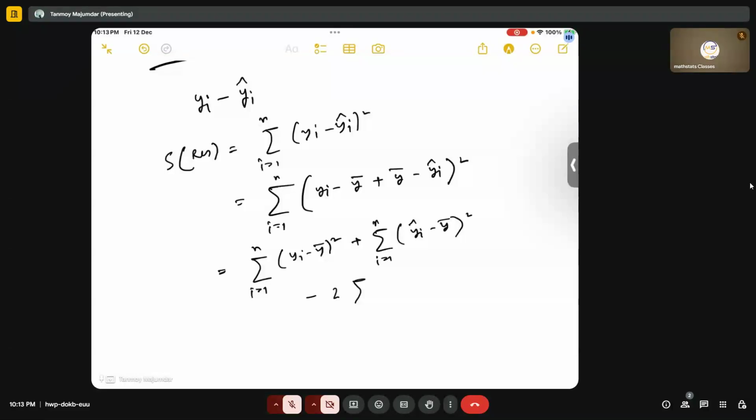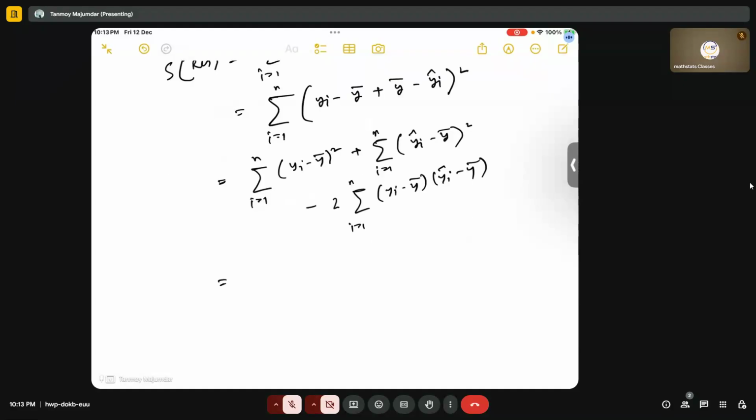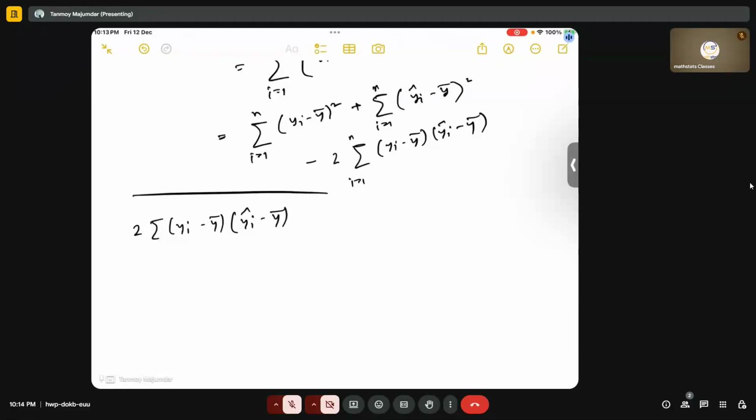What is 2ab? It is the sum over i equals 1 to n of (yi minus y bar) into (yi hat minus y bar), which relates to the sum of squares of error. Now this 2ab part always makes things difficult, so let's take the 2ab part out to the side first. So 2 into the sum over (yi minus y bar)(yi hat minus y bar). We used yi hat, the predicted value, which comes from a plus b.